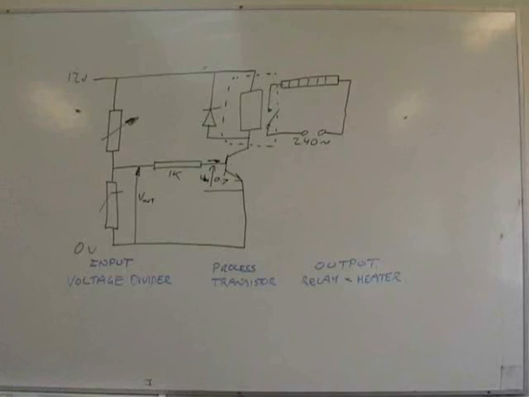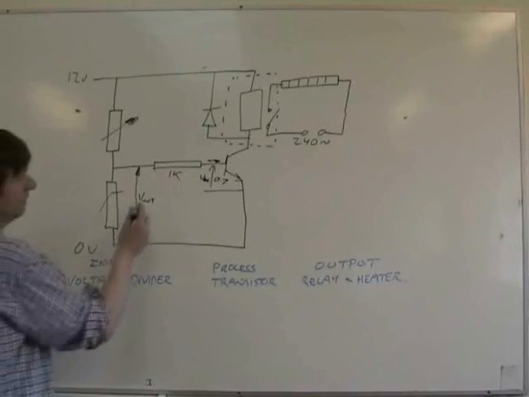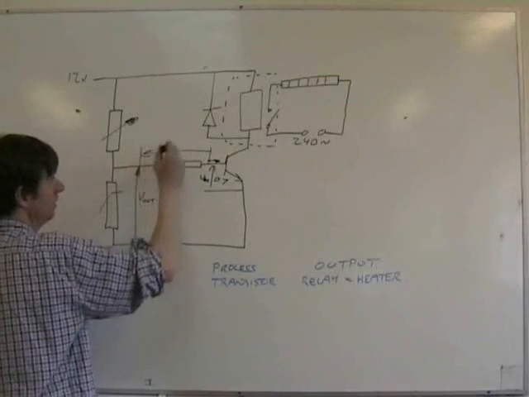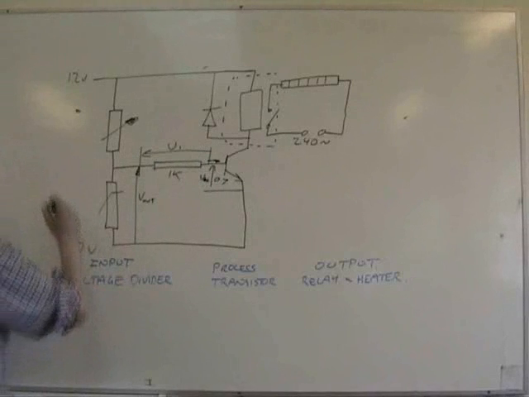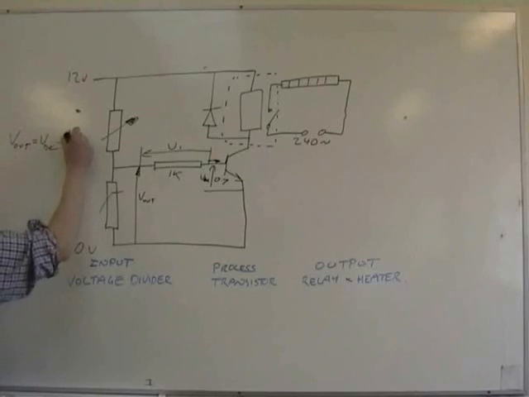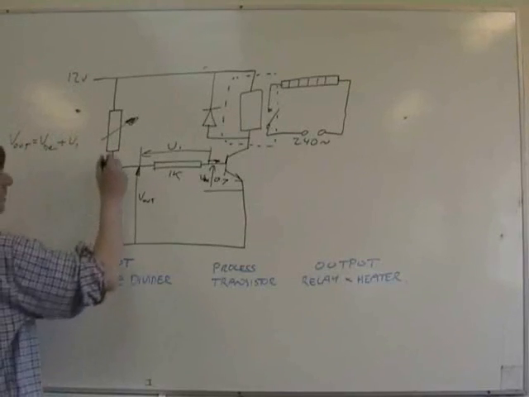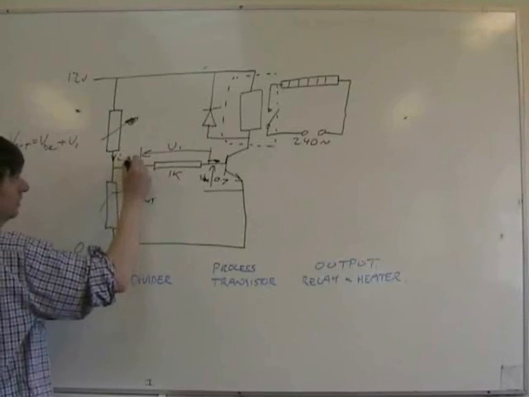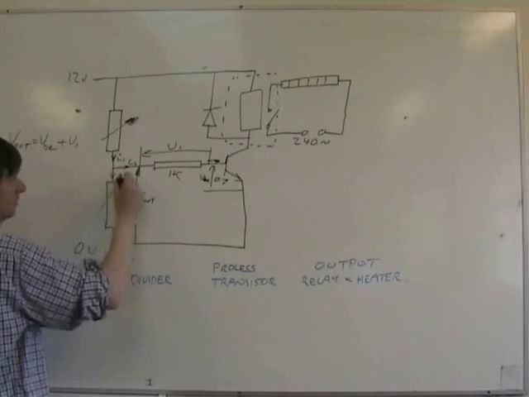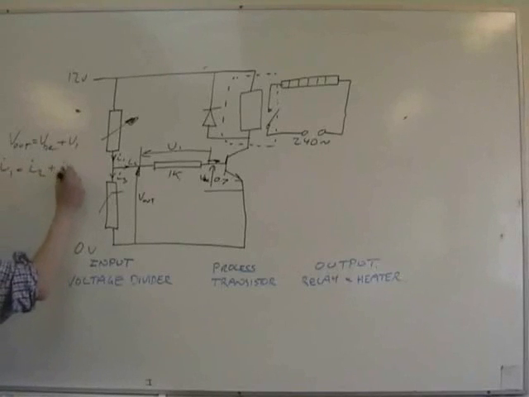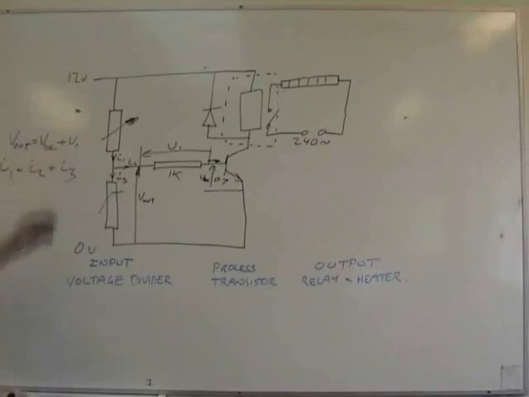When we're doing calculations involving these circuits, now that V out, if I call that V1 there, V out equals VBE plus V1. The current flowing down here, I1, will be split. I1 equals I2 plus I3. Okay, Kirchhoff's current law. That's just Kirchhoff's voltage law.